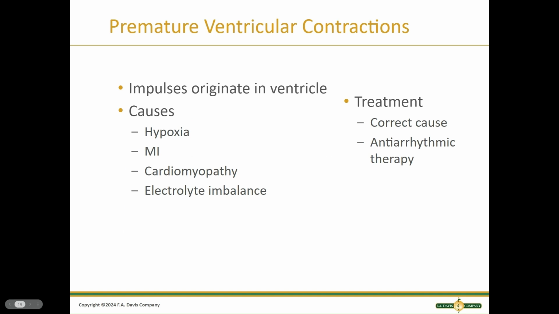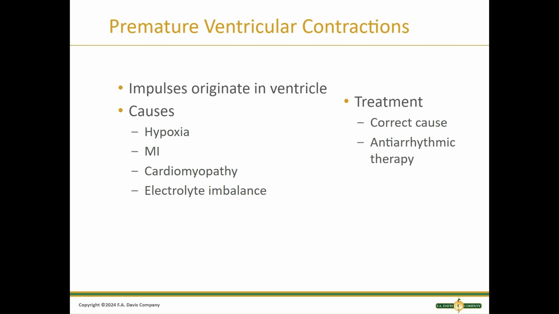So premature ventricular contractions, this is an extra beat, kind of like we talked about premature atrial contractions. This is an extra ventricular contraction. Many causes are hypoxia, MI, cardiomyopathy, or an electrolyte imbalance. And treatment is typically aimed towards correcting the cause and using antiarrhythmic therapy.